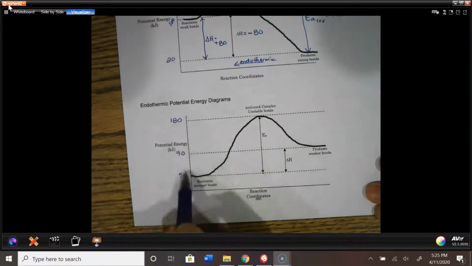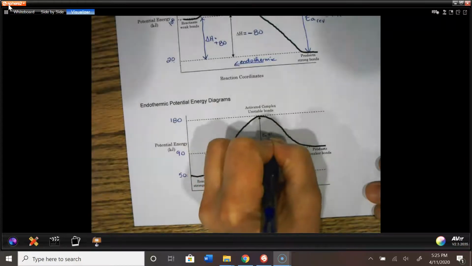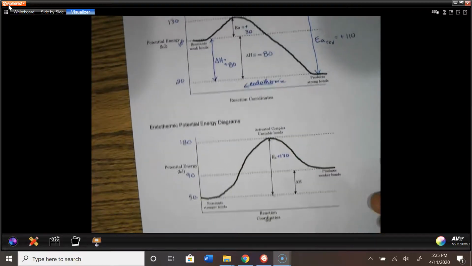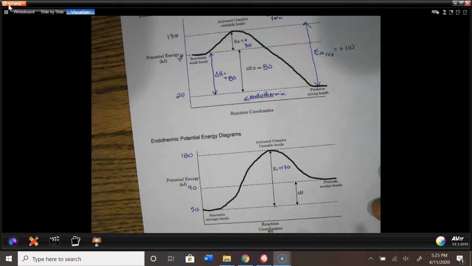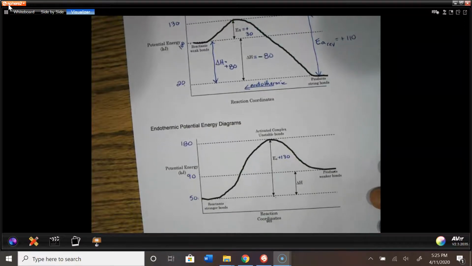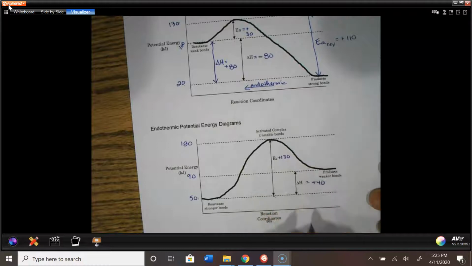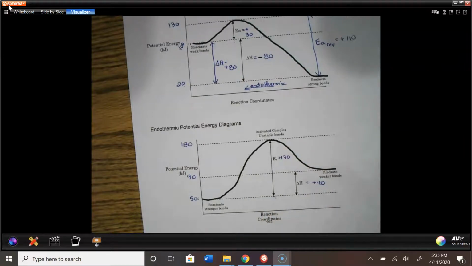To add 130 kilojoules of energy to get that reaction to work. So an endothermic process always has a much bigger energy of activation than an exothermic process. It's always a much bigger hump that you have to get through. Once I get up there, I make the products, but the products have more potential energy than the reactants. So in this case, the delta H is a positive 40 kilojoules of energy.